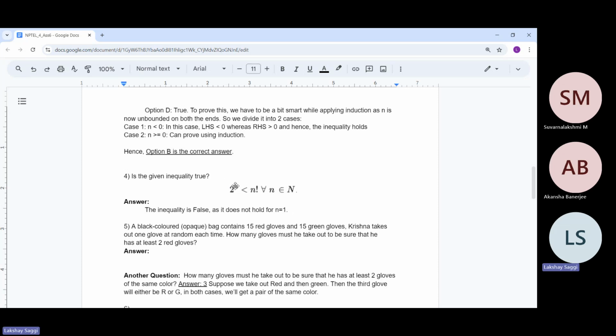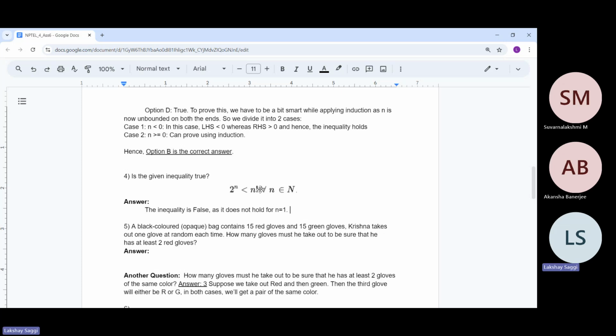Similarly, for n equal to 2, the left side will be 4 and the right side will be 2. Again, the inequality will be false. For n equal to 3, 2 to the power 3 is 8, whereas 3 factorial is 6. So again, this will be false. For n equal to 4, this will be 2 to the power 4, which is 16, and 4 factorial, which is 24. So this inequality holds for n equal to 4 at least.